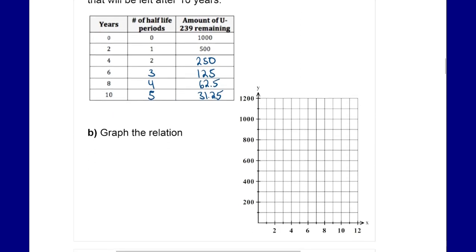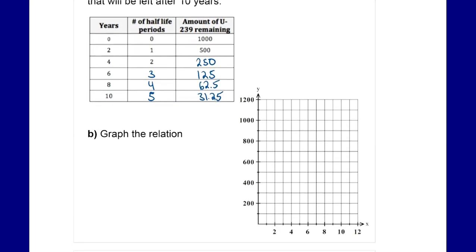We can graph this relation as well. We can see that it starts at 1,000 at 0, at 1 it's 500, at 2 it's 250, at 3 it's 125, at 4 it's 62, and at 5 it's about 31. So you can see it's just the opposite of the growth, it's decreasing.